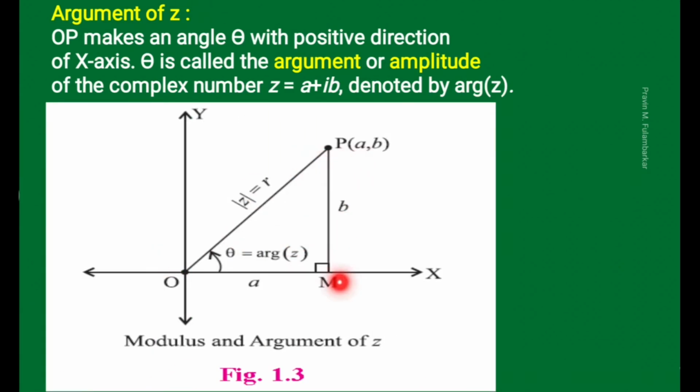Here we draw the same diagram. Here this point P, when we join it with the origin, this OP is making angle theta with this positive x-axis. So the inclination of this OP with the positive axis is the argument of that complex number. So theta equals argument of z. Now we will discuss how to calculate the argument of z.